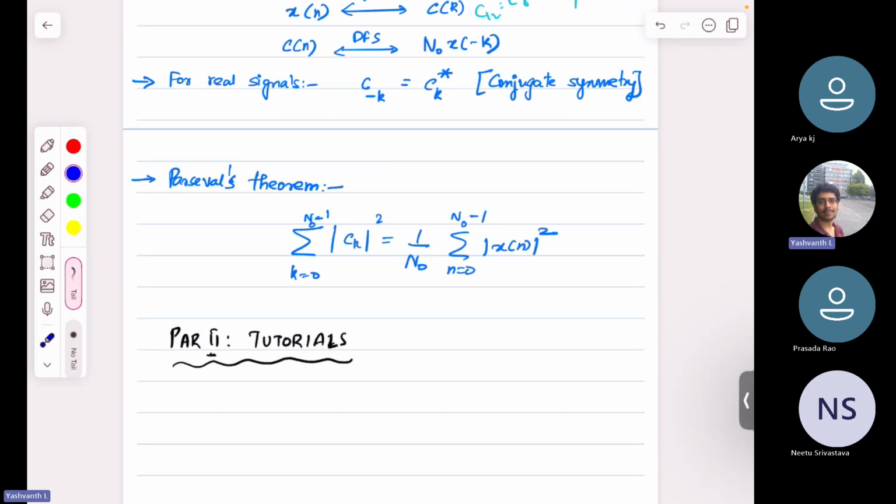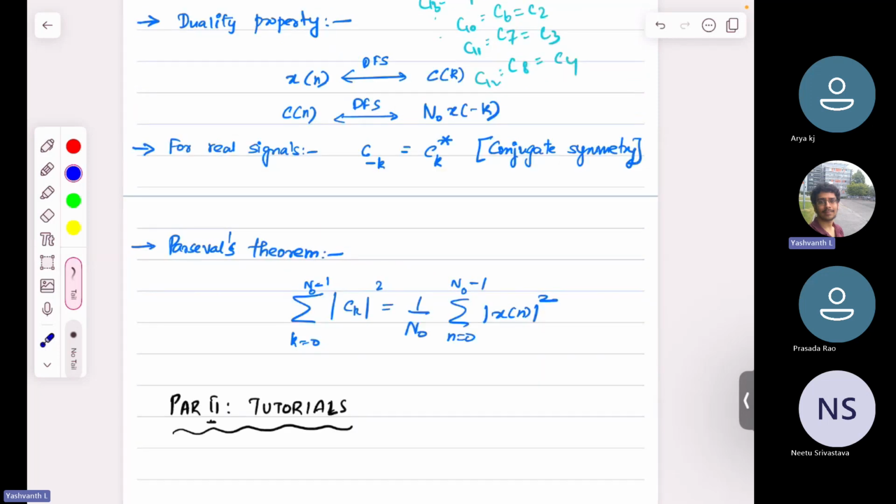Again, following continuous time Fourier series properties, for any real discrete time signal, the Fourier series coefficient Ck follows conjugate symmetry. That is, C minus k is equal to Ck star. Star is a conjugation operation.